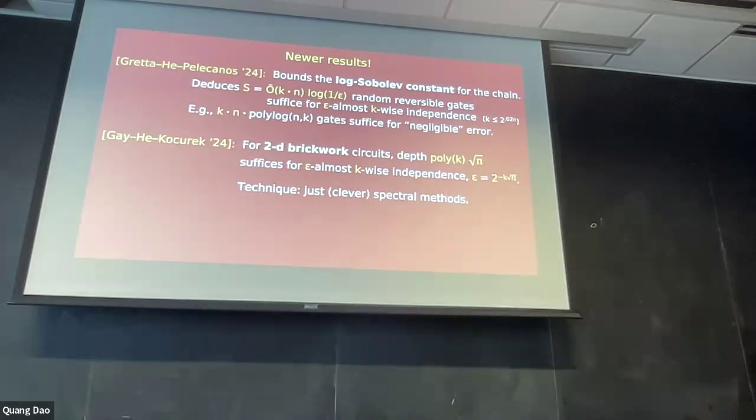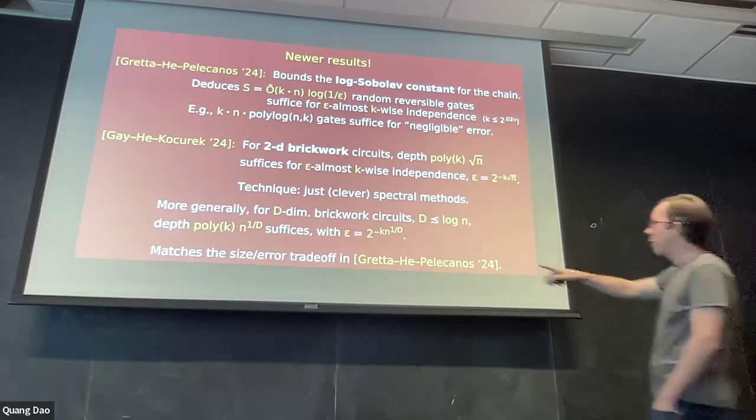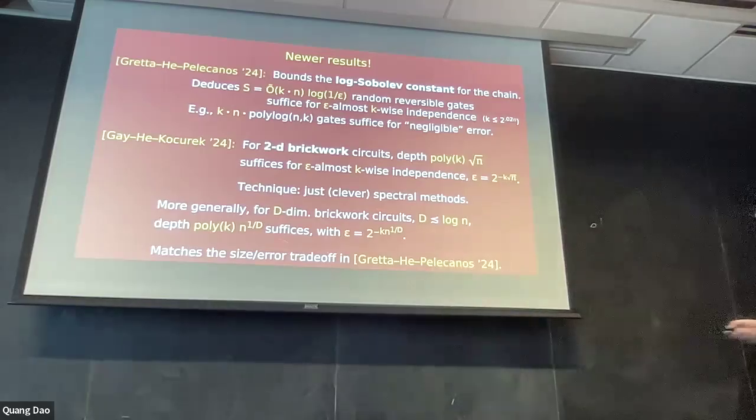What's also interesting is that they did it only using spectral methods, maybe not in the simplest way. So I'm still trying to get the vibe on why and when log Sobolev helps, or when smarter spectral methods help. In fact, as you might guess, if you can build 3-dimensional brickwork circuits, you can get the depth down to n to the 1/3. And in fact, for any capital D that goes up to around log n, they show that n to the 1/D depth circuits suffice with error like 2 to the minus n to the 1/D.